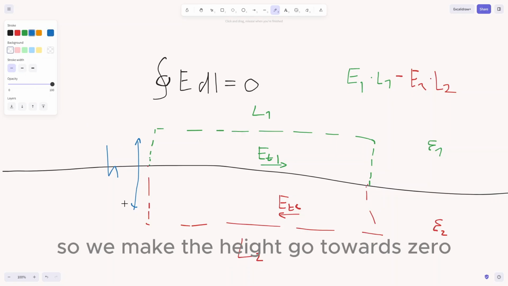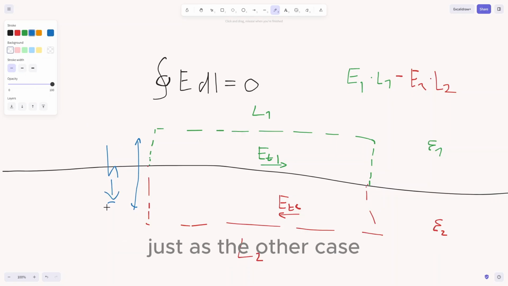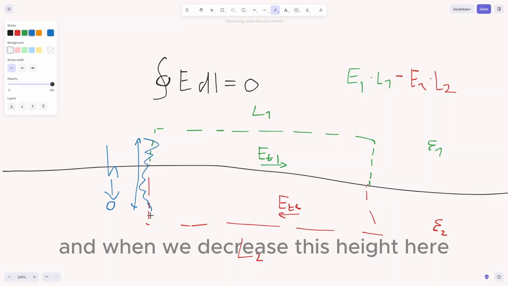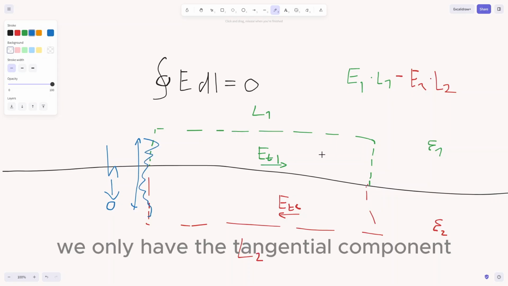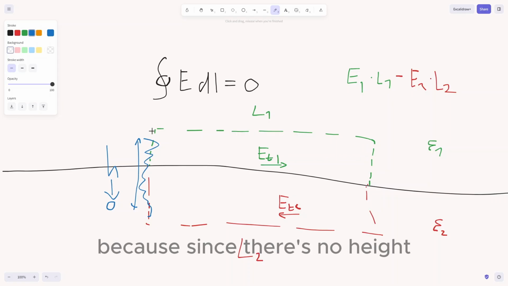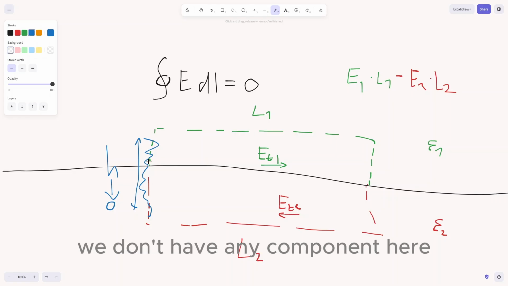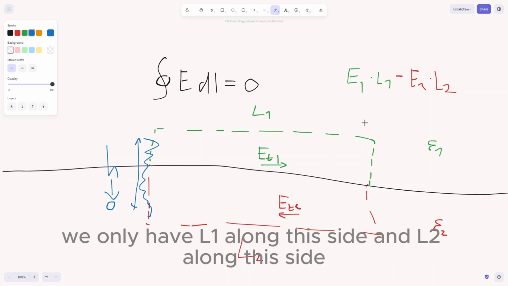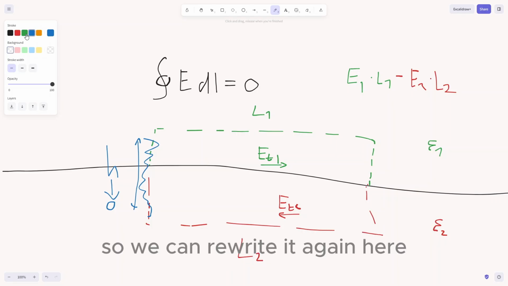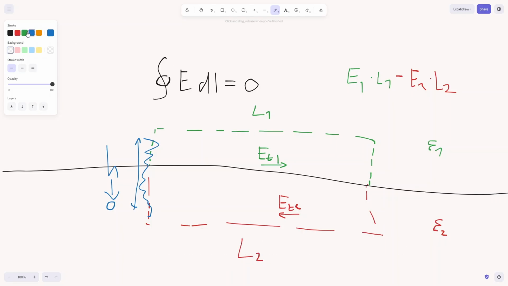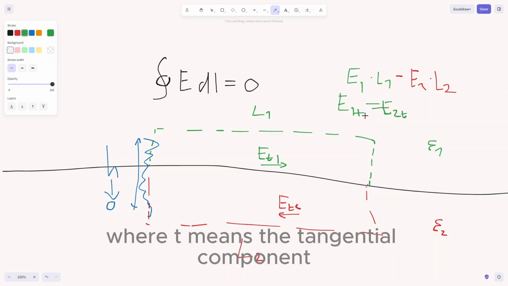What we do then is that we decrease the height, so we make the height go towards 0, just as in the other case. And when we decrease this height, we only have the tangential component, because since there's no height, we don't have any component here. We only have L1 along this side and L2 along this side. So we can rewrite it again to E1T is equal to E2T, where T means the tangential component.